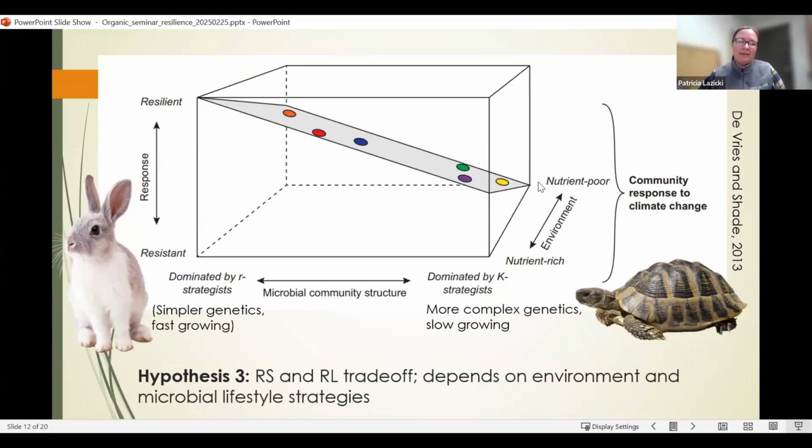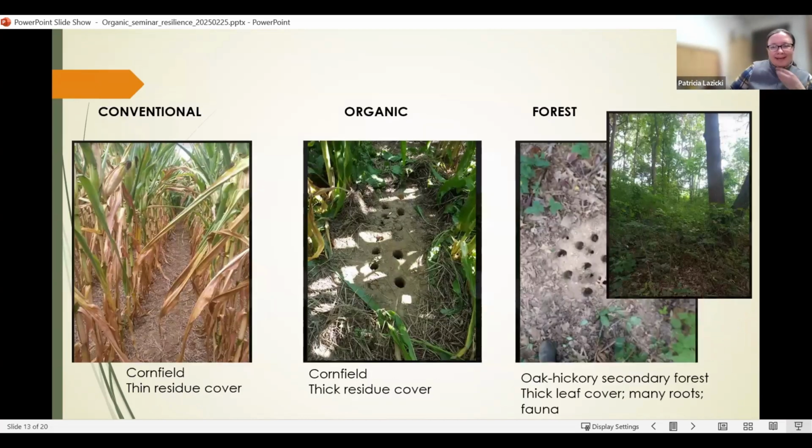And then it's also mediated by the nutrients that are available. If a microbial community needs to grow back, it needs things like carbon and phosphorus. And so the more nutrient rich an environment is, the better resilience will be. So with those 3 hypotheses in mind, let's go forward with the experiment.